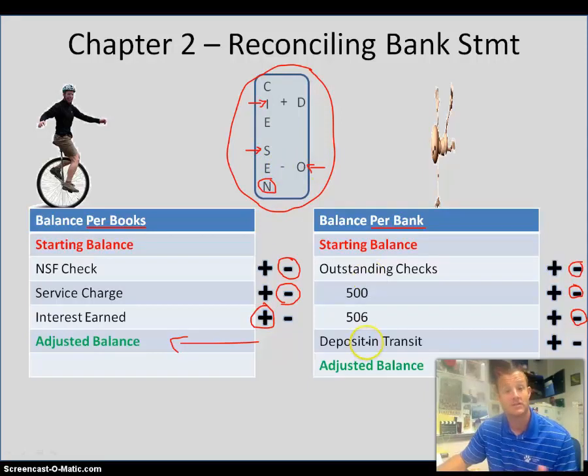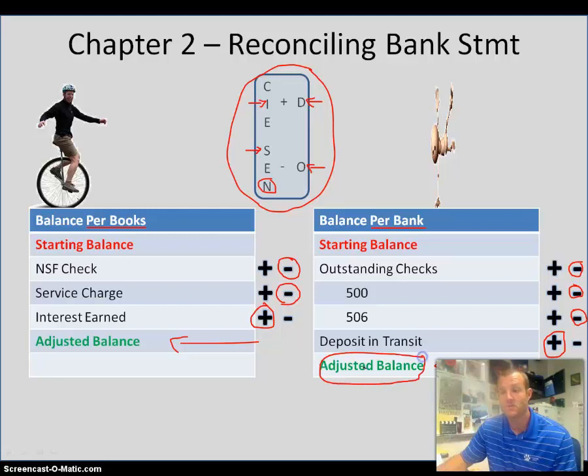Any deposits in transit, checks that we've deposited that the bank doesn't know about, we have already increased our account on our end of things, but the bank has not added that money into our account yet. So we have to add that in, and using the CSENDO, we see right here that we should be adding that in too. So logically and memory cue wise, that's what we need to do. Once we subtract out the outstanding checks from our starting balance and add in the deposits in transit, we end up with an adjusted bank balance.